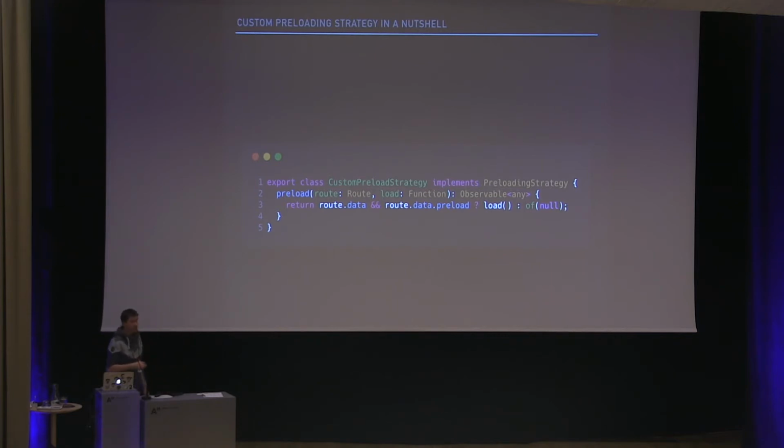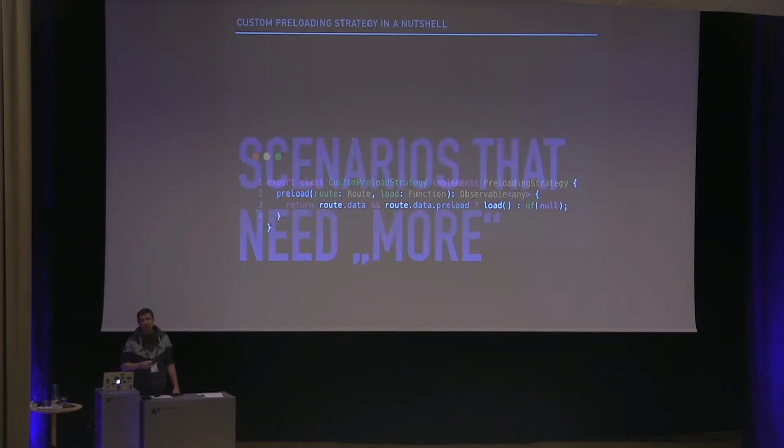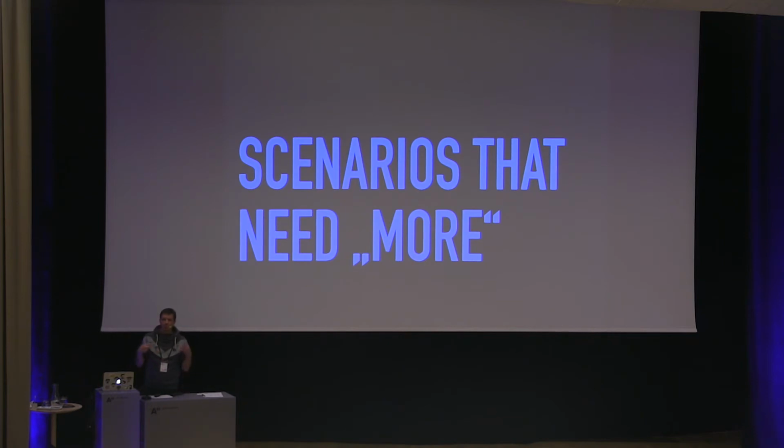What we have to think about is observables mean we don't have to decide right at this point. We can defer the decision on if we want to load this module to a point in the future. And we will use that for more advanced custom preloading strategies. So what are the scenarios you could think of when it comes to more advanced custom preloading strategies?